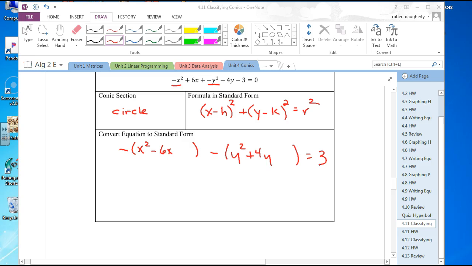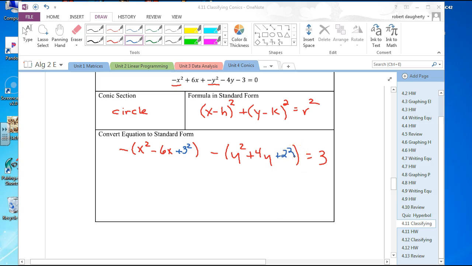So that's negative x squared plus 6x. That's negative y squared minus 4y. Instead of a negative 3, I added the 3 on the other side. Okay. Now I complete the square. I have to add what here? Yeah, 3 squared. And here I have to add 2 squared.